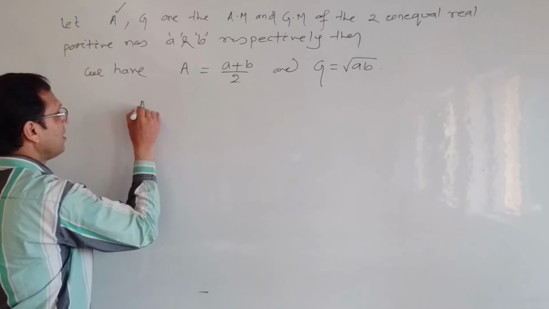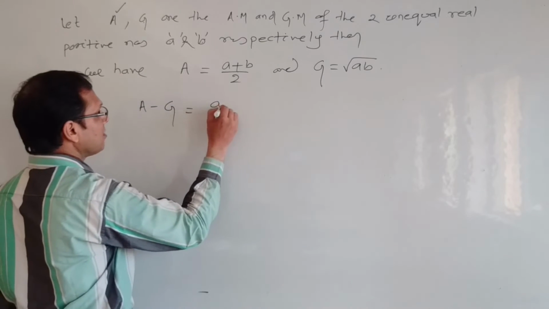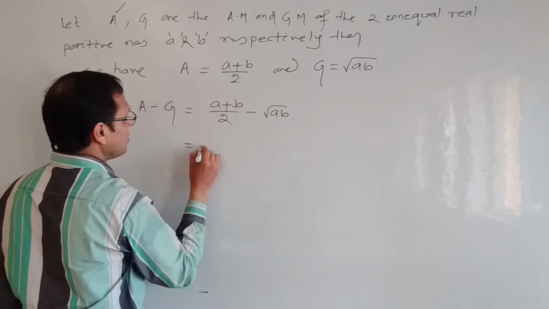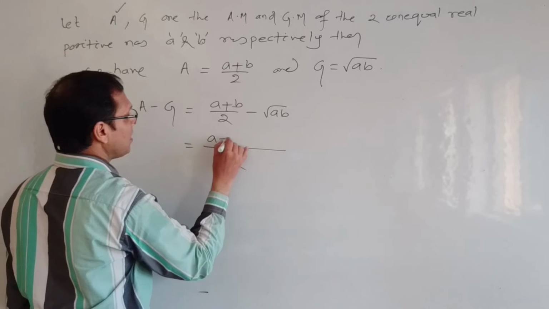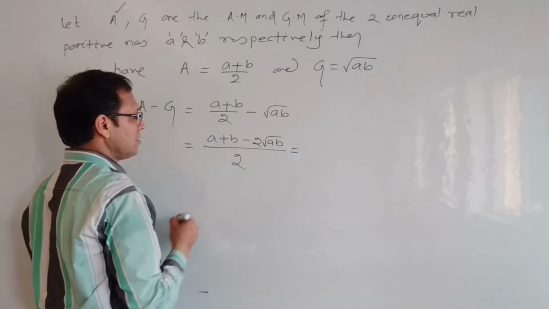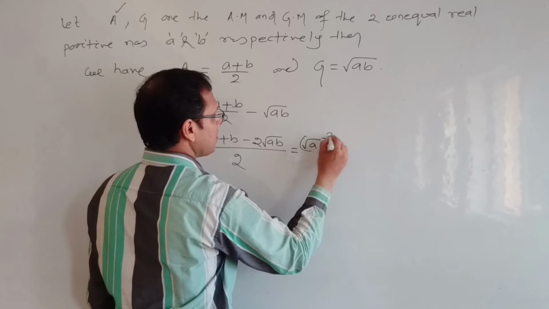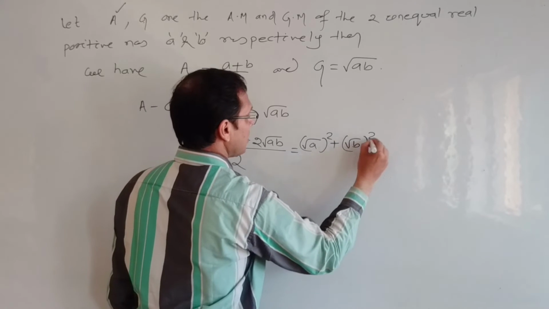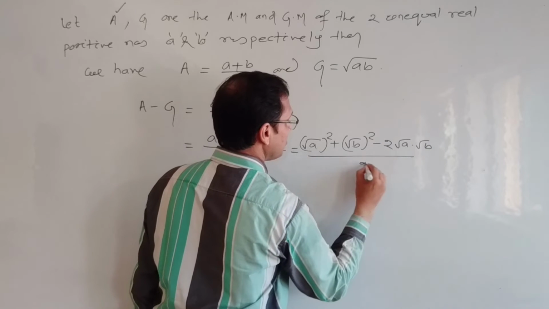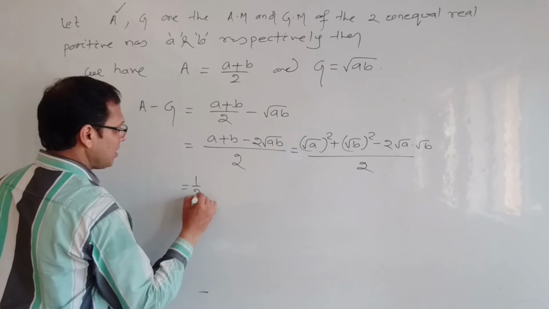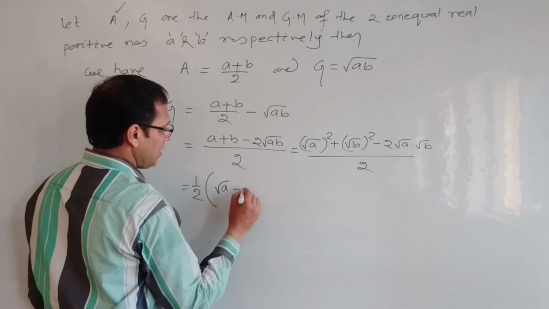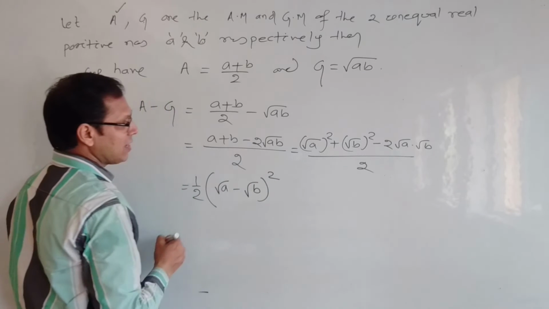So we can find A minus G, that is nothing but (a plus b) by 2 minus root over ab. Taking LCM 2, we have a plus b minus 2 root over ab, that is nothing but (root a square plus root b square minus 2 into root a into root b) divided by 2, or in other words 1 by 2, taking it outside, this one is (root a minus root b) whole square.